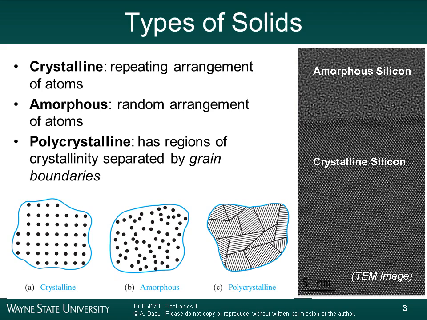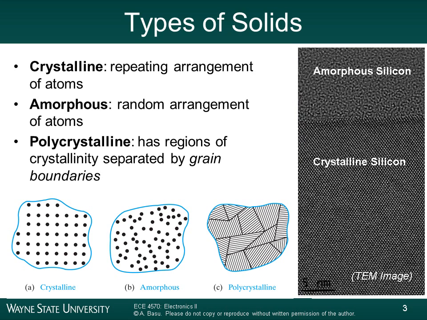Random. Yeah, the atoms are in kind of a random format, whereas in a crystalline material, they're in a very well-arranged, ordered lattice. The lattice is just the structure of the atoms inside the material. The crystalline material is defined by a repeating arrangement of atoms, and the amorphous material is defined by a random arrangement of atoms. The polycrystalline material is something in between.